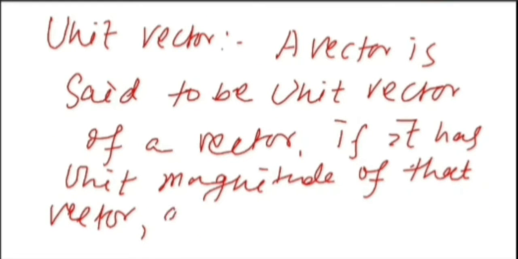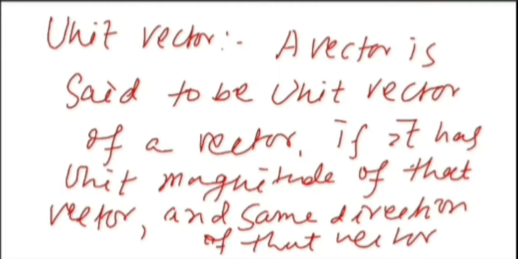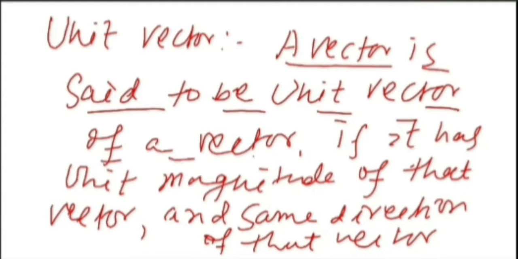Now define the unit vector. A vector is said to be a unit vector of a vector if it has unit magnitude and the same direction as that of the bigger vector. Unit means 1. A unit vector has magnitude 1. So we can define: a vector is said to be a unit vector if it has unit magnitude and the same direction as that vector.